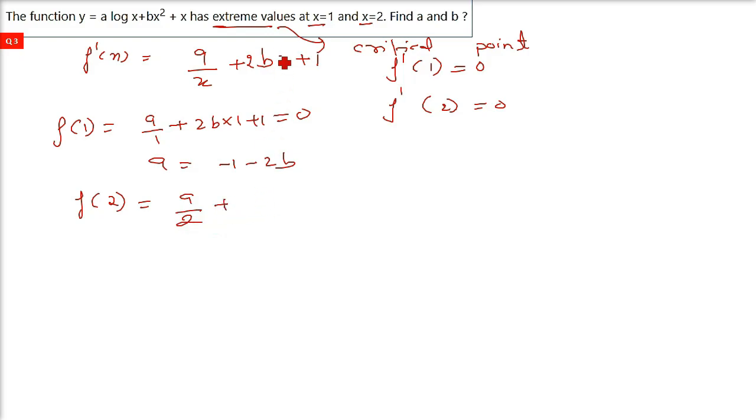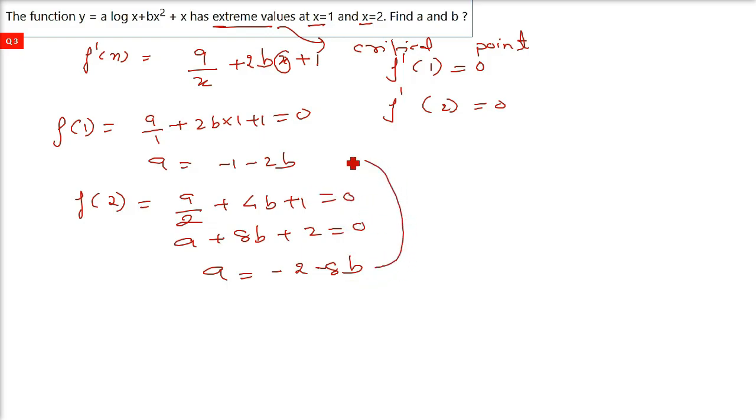Now I'm placing 2 in the differentiated equation, the first derivative. Once I replace x by 2 here, a by 2 plus 2b into 2 plus 1, we again get an equation here. Again, a is equal to negative 8b minus 2. And these two equations will give you a and b because we have two variables and two equations. We don't need any other equation here. Let us solve this. Minus 1 minus 2b is equal to minus 2 minus 8b.